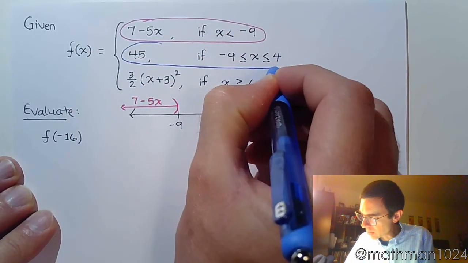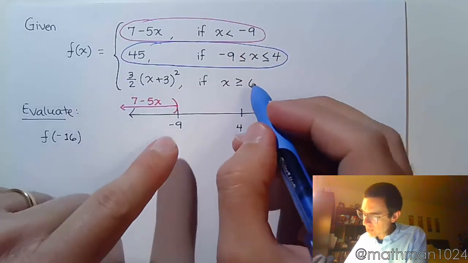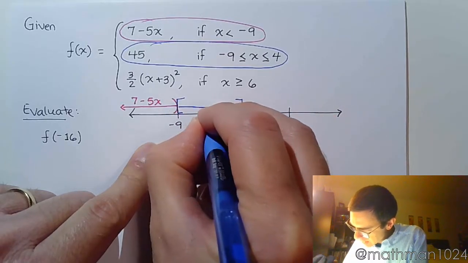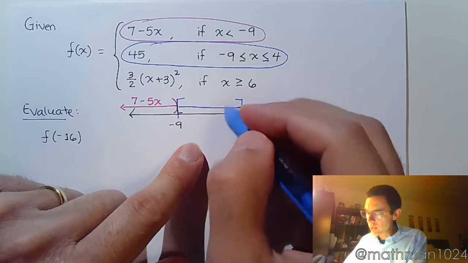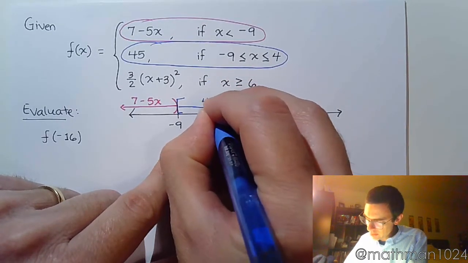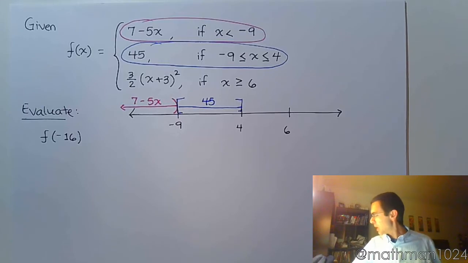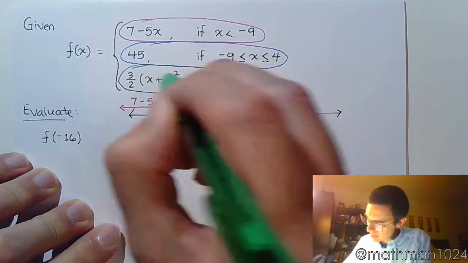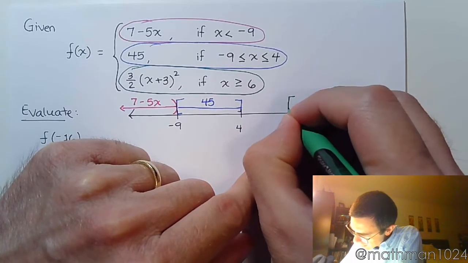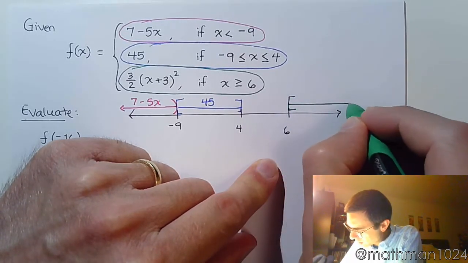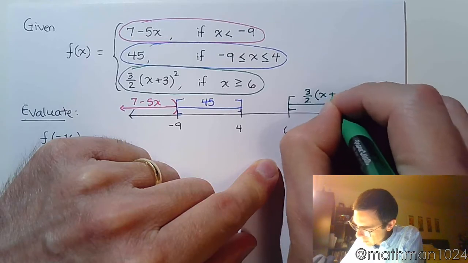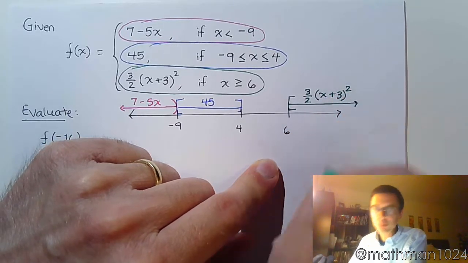And then we have this guy right here. So I'm going to use my darker blue pen for that. And so this says between -9 and 4, including those guys. So I'm going to do brackets on both of these. So any number that falls in this region, we're going to use the expression 45. Okay? And then I'm going to use green for this one right here. So this is green. And this says if you plug in a value that is greater than or equal to 6, then you're going to substitute it into the expression 3/2 times the quantity x plus 3 squared.